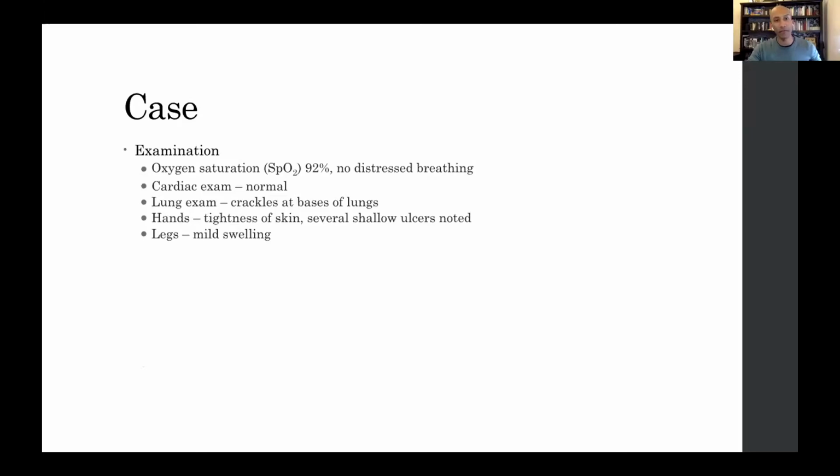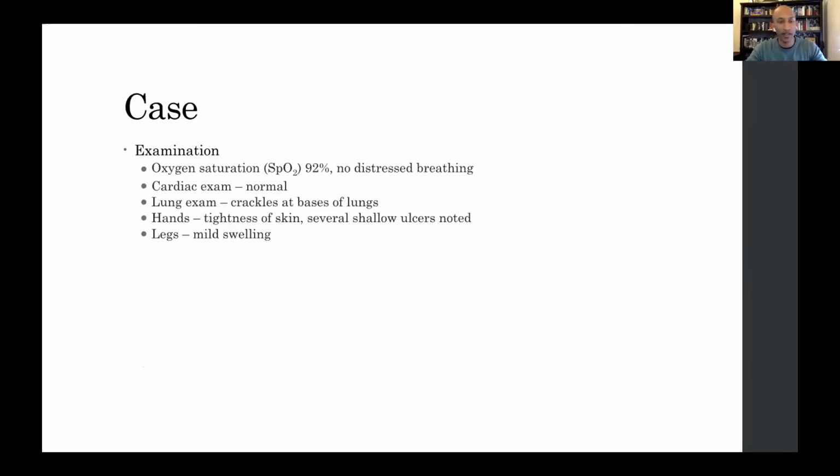So when we saw her, her oxygen saturation was 92%. Now, normal oxygen saturation would probably be above 95%. So although not severe, it is reduced. The patient wasn't very distressed. She was fairly comfortable with that oxygen level.